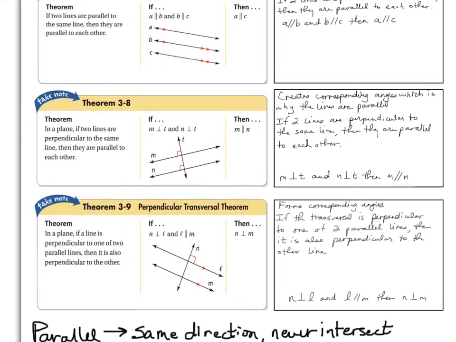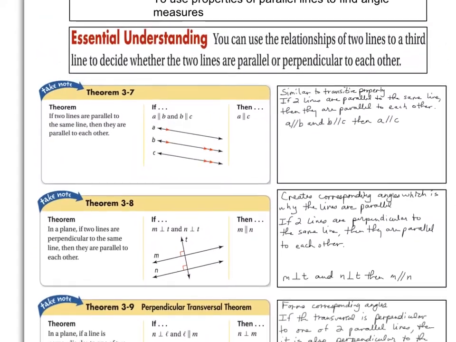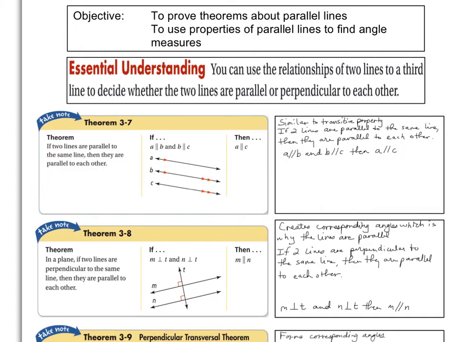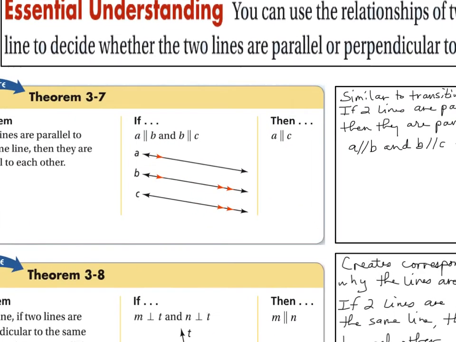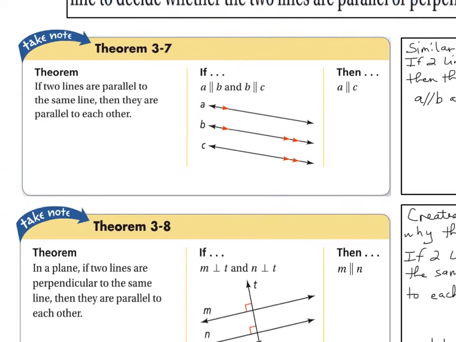We've got 3 of them here. Okay, 3 of them. And the very first one we're going to talk about here is theorem 3.7. It says if two lines are parallel to the same line, then they are parallel to each other. So, first one says if A is parallel to B and B is parallel to C, so A and B are parallel, and then C and B are parallel, then A and C are parallel.